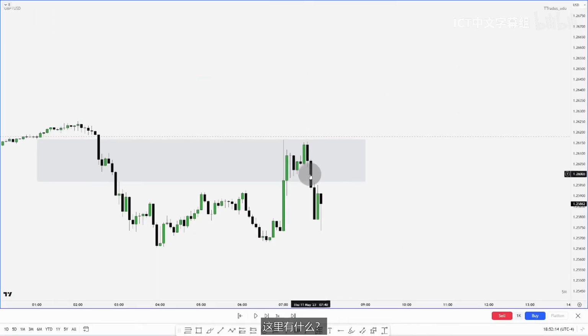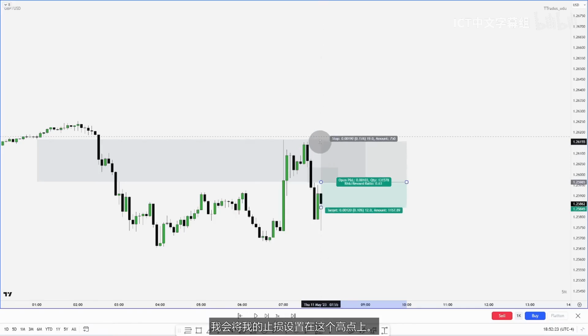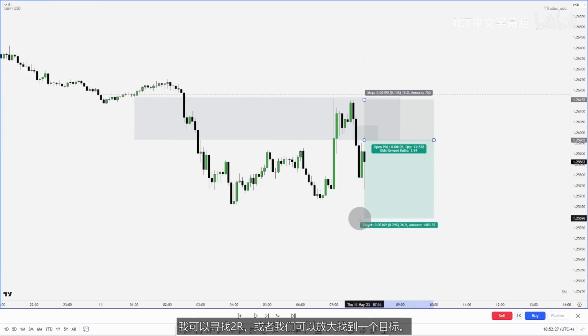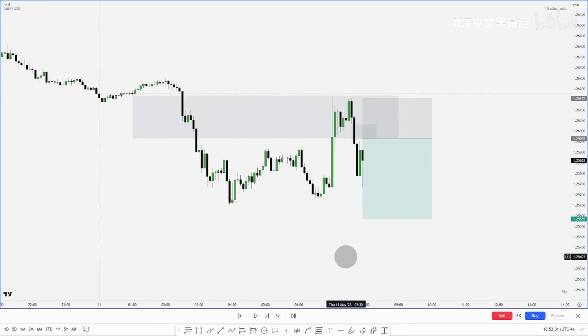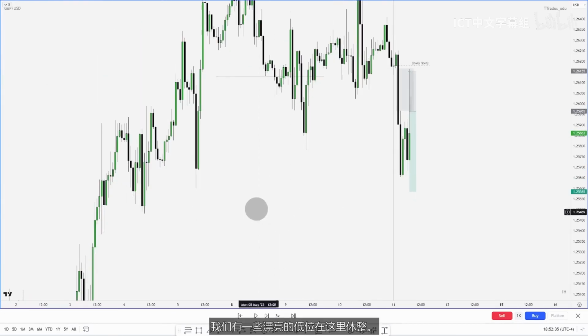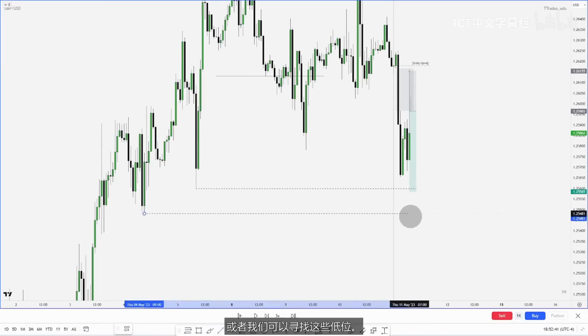And what do we have right here? We have a 5-minute fair value gap. So looking to enter here, I would have my stop right here on this high, and then I can either look for 2R, or we can zoom back out and find a target there. So going back out to the hourly, let's see what we have. We have some nice lows resting over here. One of those lows right around 2R, or we can look for these lows down here.